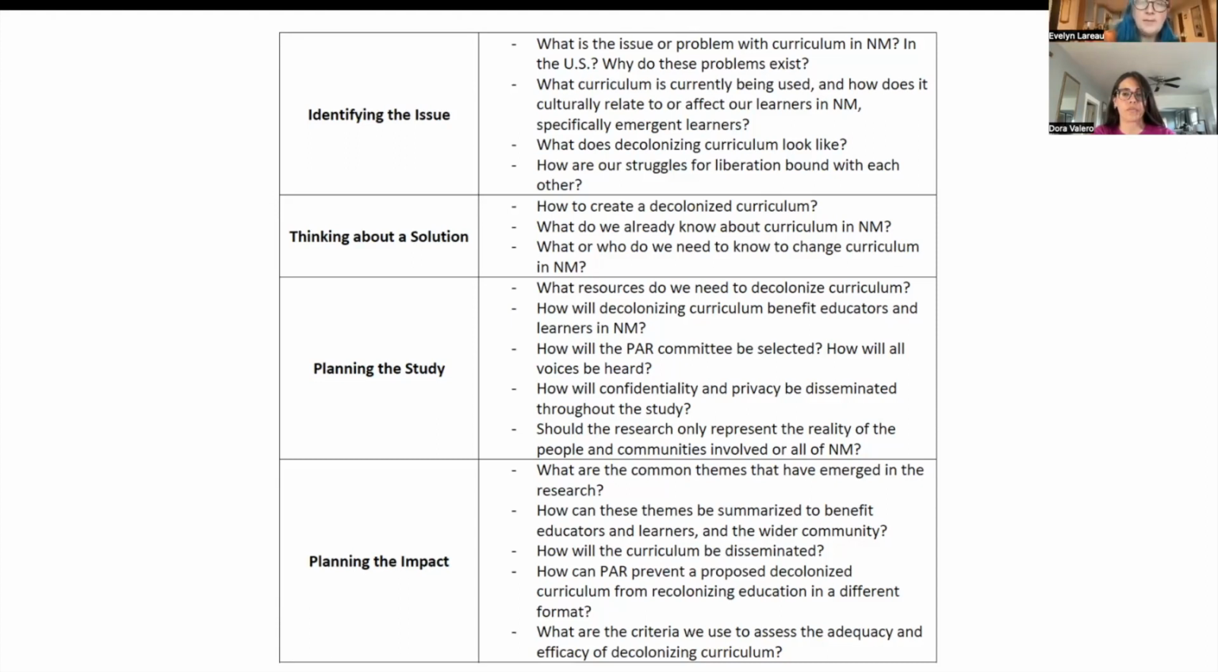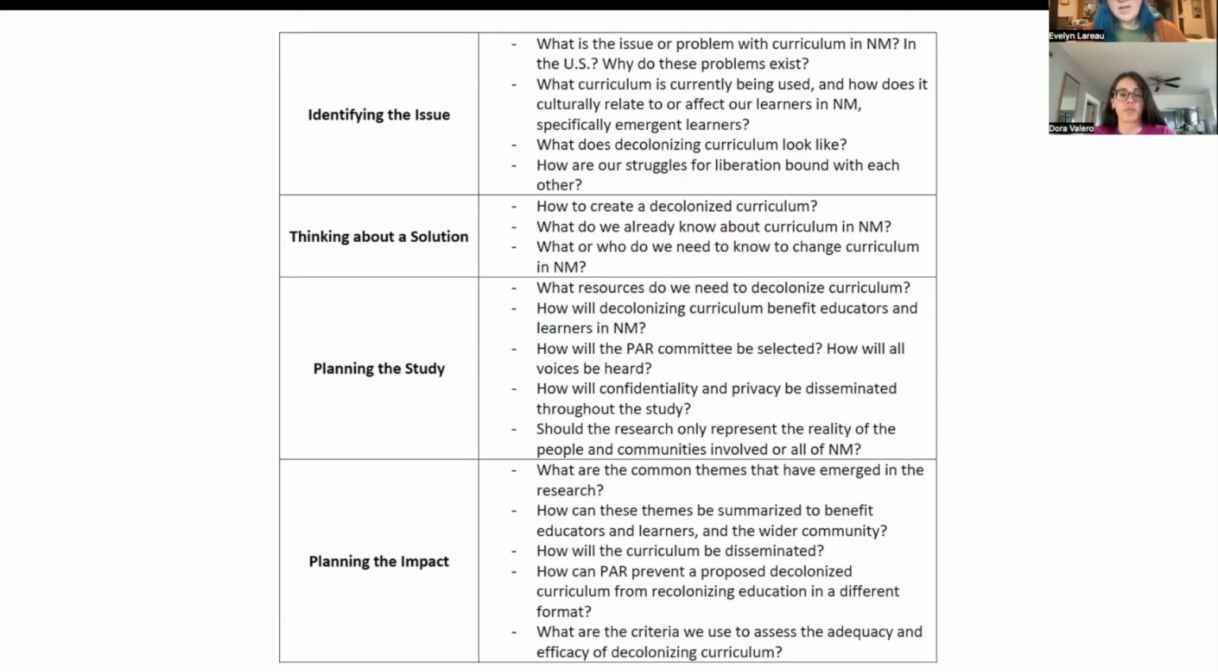Okay. Lastly, what are the common themes that have emerged in the research? We can anticipate what they're going to be, but we can't really answer these until the data has been collected. How can these themes be summarized to benefit educators and learners and the wider community? How will the curriculum be disseminated? So after it is created, who is it going to be available to? And what is that timeline?